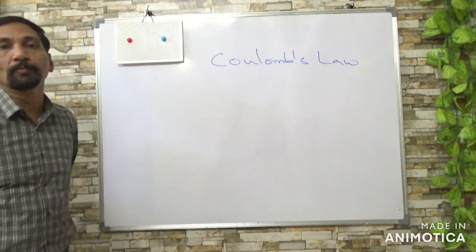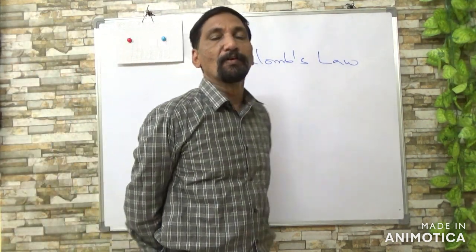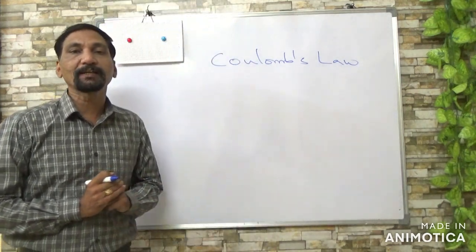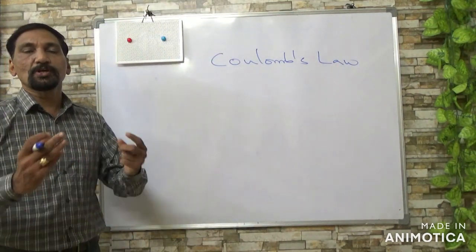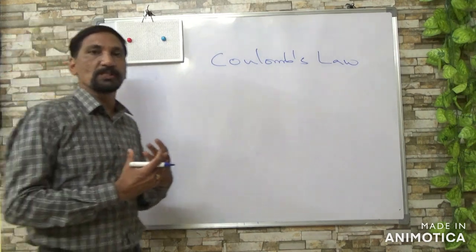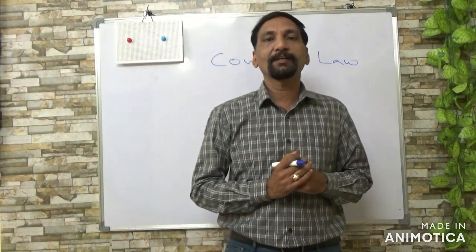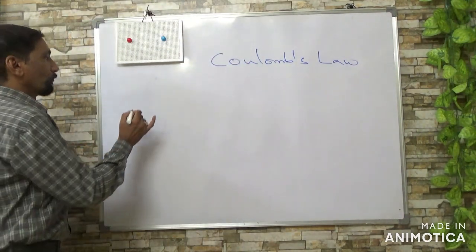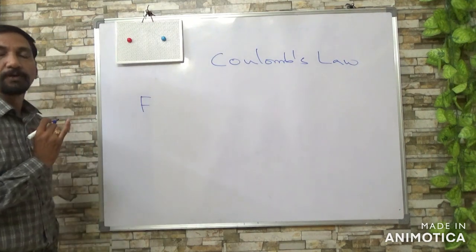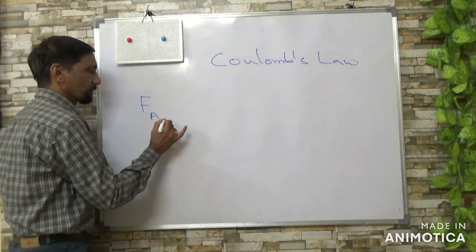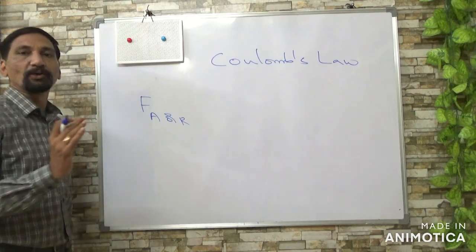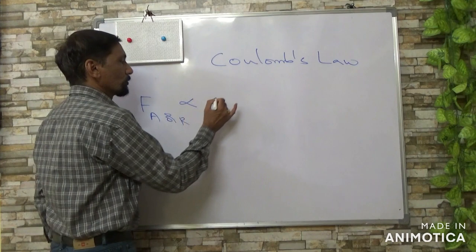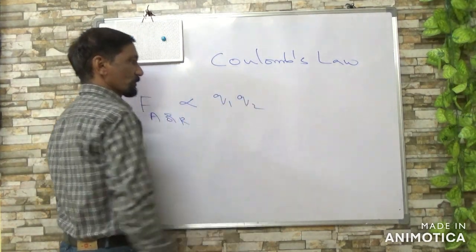So Charles Coulomb was one of the scientists who found how to find force between 2 point charges. Charge means one kind of energy possessed by the body by losing or gaining electrons. So according to Coulomb, the force of attraction or repulsion between 2 point charges is proportional to the product of charges.